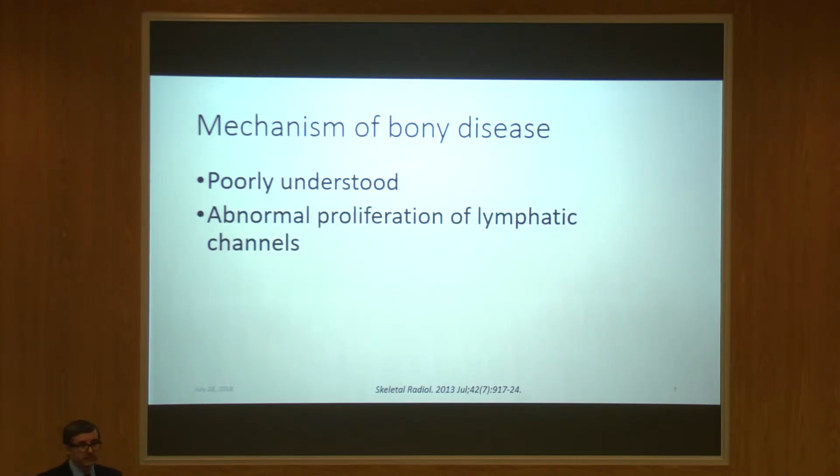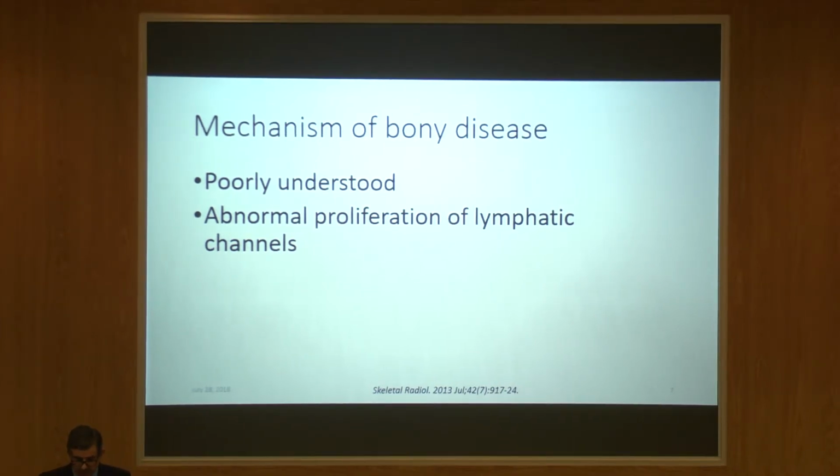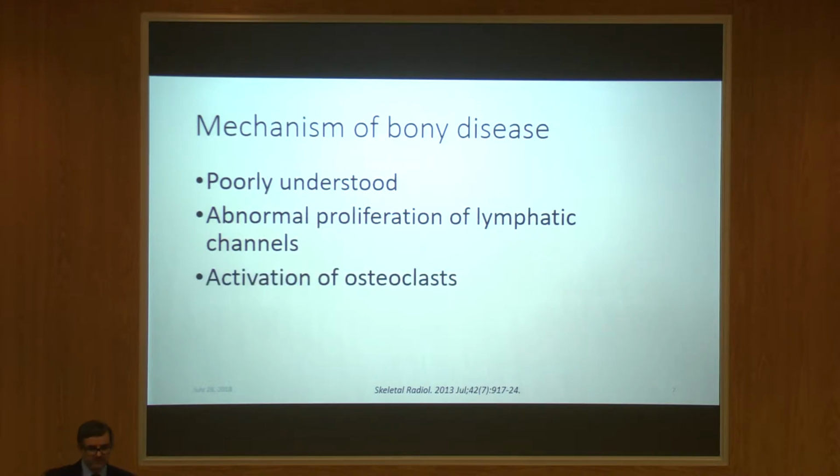What we know is that in the bones that are affected, when we do biopsies, we see this abnormal proliferation of lymphatic channels that should not be there, that are abnormal, and that are responsible for the disease. Now, there is what we call indirect evidence. It's not very clear, but there might be some activation of the osteoclast cells that I mentioned before. Maybe this is induced by the presence of these lymphatic channels. We don't know, but there is some evidence that suggests that there is osteoclast activation.